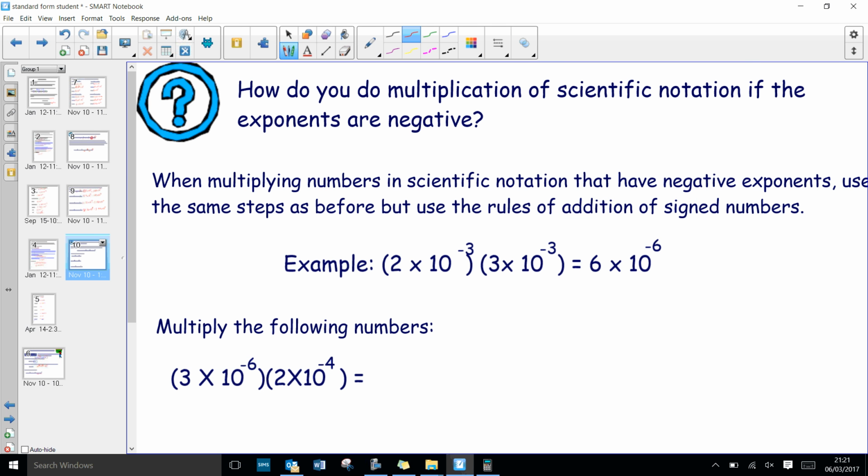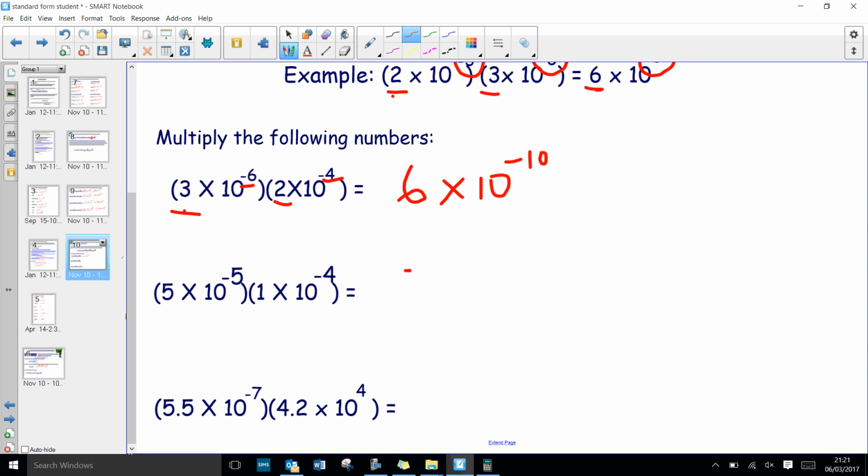And the last one is negative numbers. And you would just do that in the same way. So we multiply the two big numbers together. We add our powers, so negative 3 and negative 3 gives us negative 6. So the rules still apply. So for this one here, we do 3 times 2, which gives us 6. We would add our powers, so negative 6 and negative 4 gives negative 10. 5 times 1 is 5. Negative 5 plus negative 4 is negative 9.